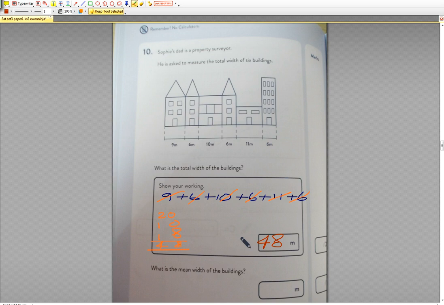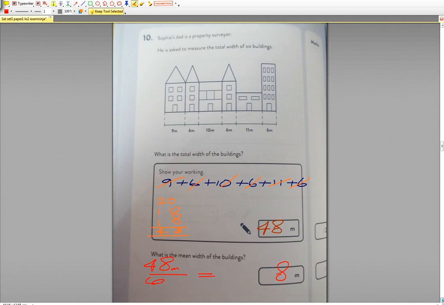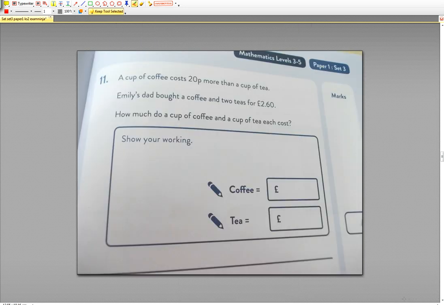So for the mean, let's get a nicer color. I don't like the brown. It doesn't show up nicely. So we have here 48 meters. How many buildings do we have? 6. So 48 divided by 6 gives us 8. Are we happy with that? 8 meters. Yes. So that's how we work out the mean. Okay, are we on the right question now? Number 11.